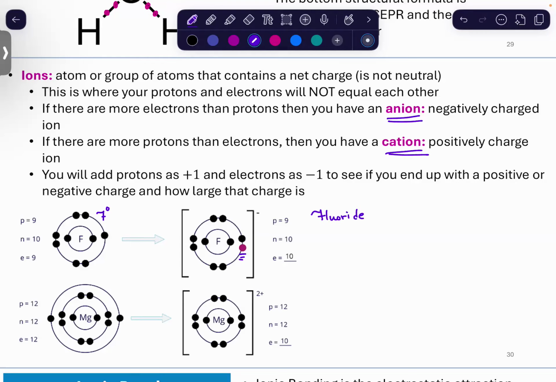Your elemental anions, whenever they become a negative ion, will take the root of the name of the element and add -ide as its ending. So fluorine becomes fluoride. And here, if you look, what's the charge? Of course, you see the minus up at the top. If you see just a minus or just a plus, a minus is a -1, a plus is a +1. So we don't put +1 or -1, we just put plus or minus.